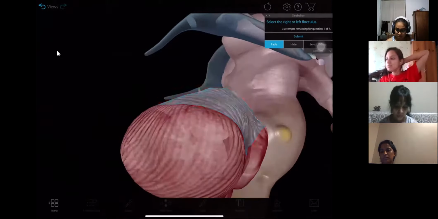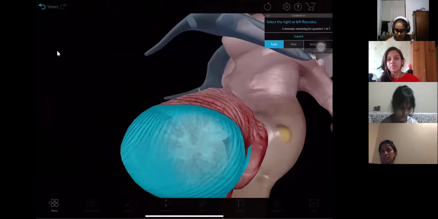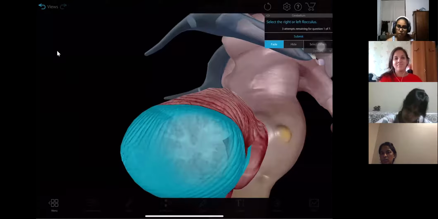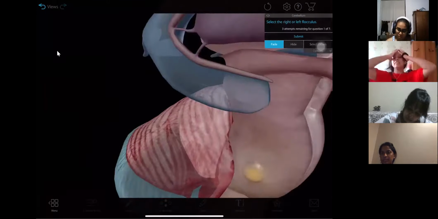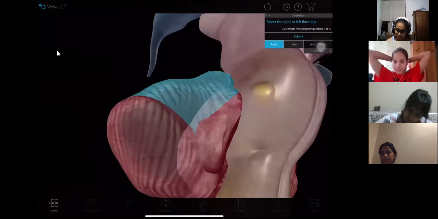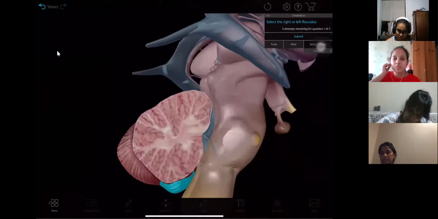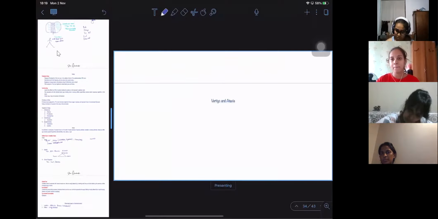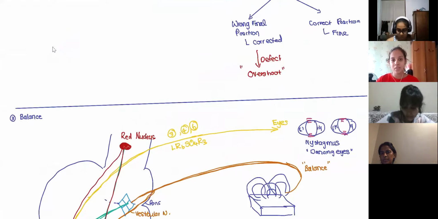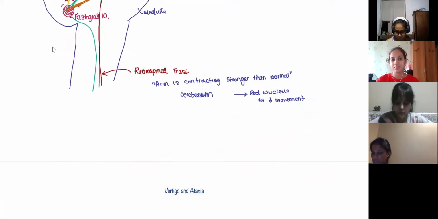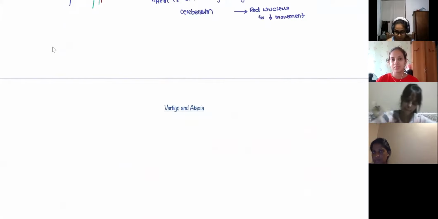And what is the function of the posterior lobe, the biggest lobe? One word. Coordination. Yes, it's involved in coordination. Anterior lobe for proprioception, and the flocculus for vestibular balance, basically. Okay, it's involved in balance. Guys, now I'm going to talk about vertigo and ataxia.